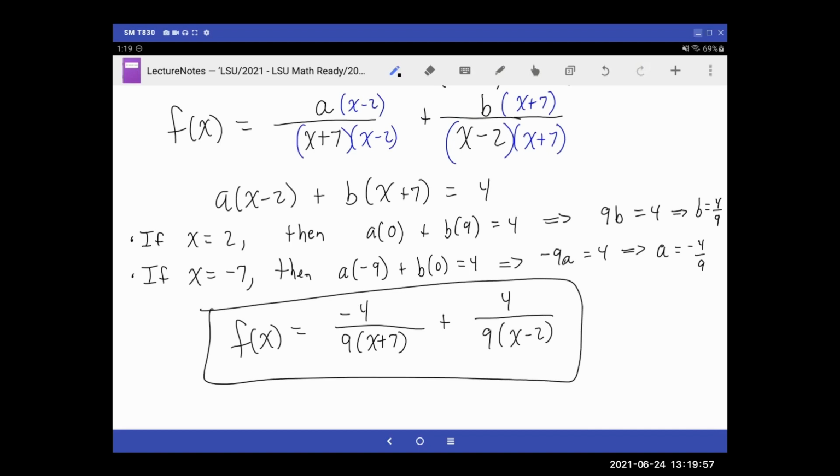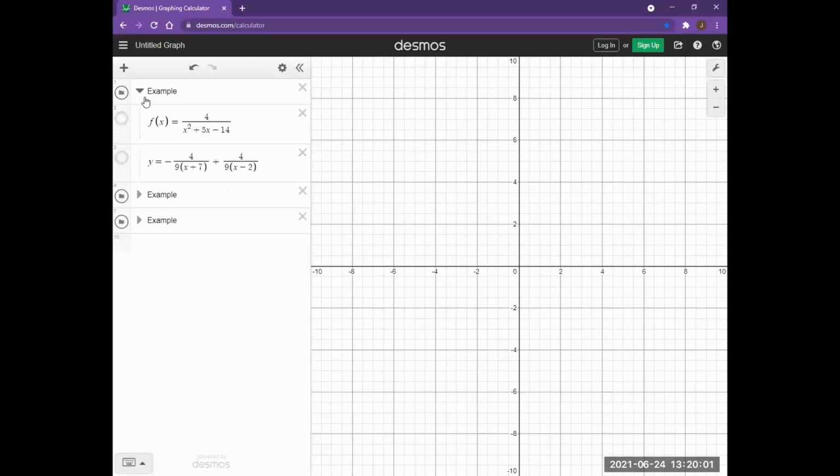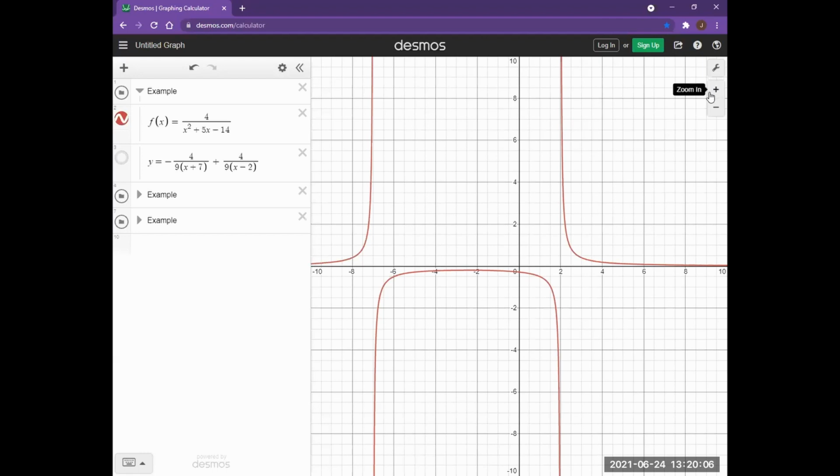All right, these two are the same function. You can look at the graphs and tell that. Here's the graph of the original function, f of x. Here's the graph of the function we just found. You'll notice they're the same exact thing.